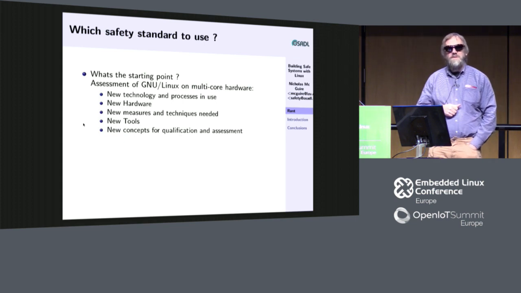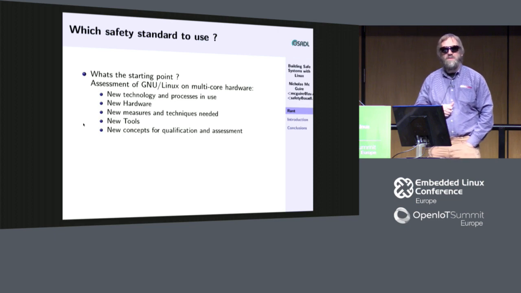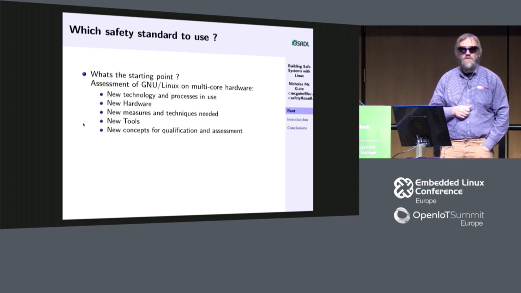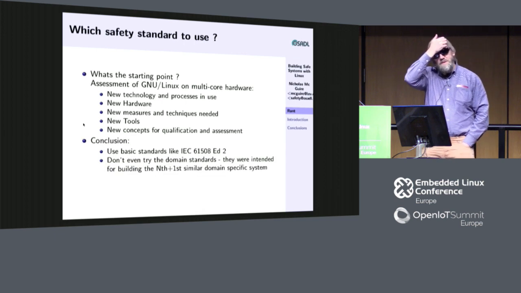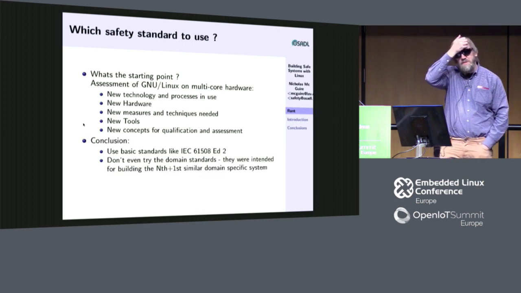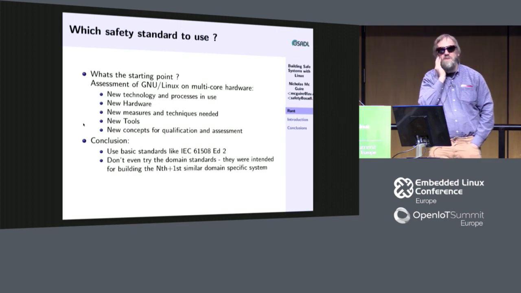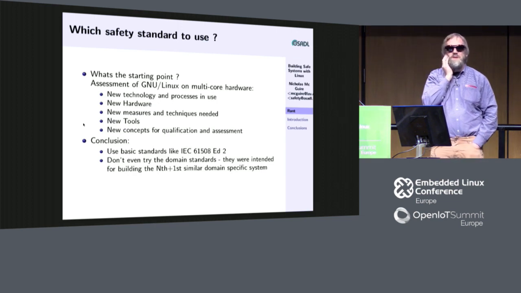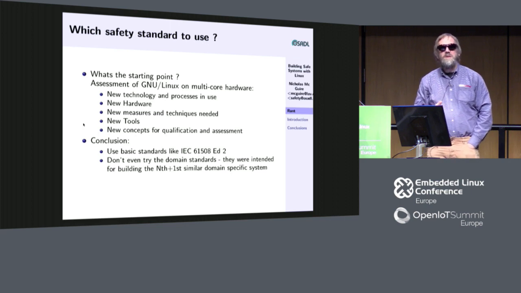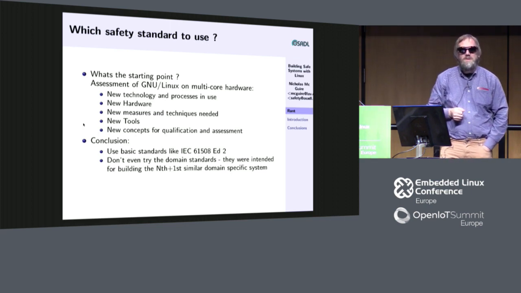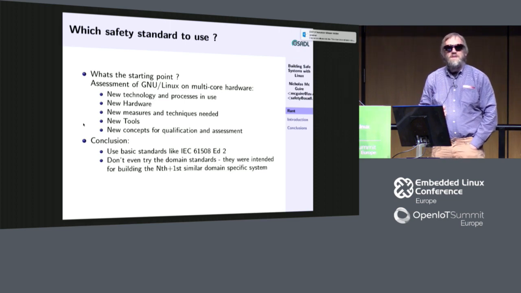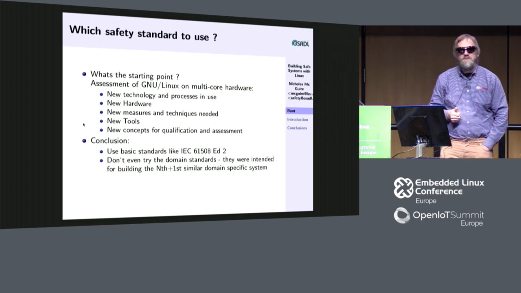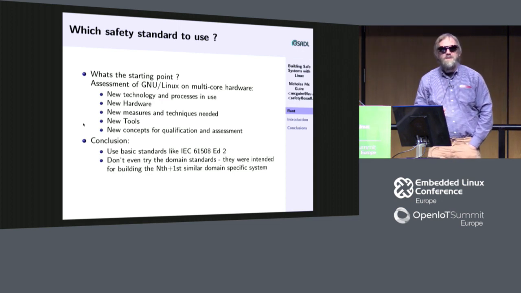Then we come to the domain standards. These domain standards use 61508 edition 1 as their basis, not edition 2. So they are really out of date. Next one, please. So we end up in the situation that people are trying to use a domain standard because they say, oh, I'm building a rail system, so I'll use EN 50128 for software. Or I'm building a car, so I'll use ISO 26262 because it says functional safety for vehicles on the title.